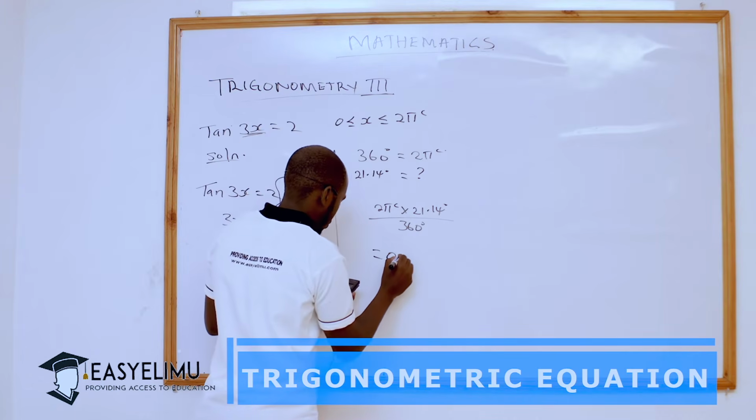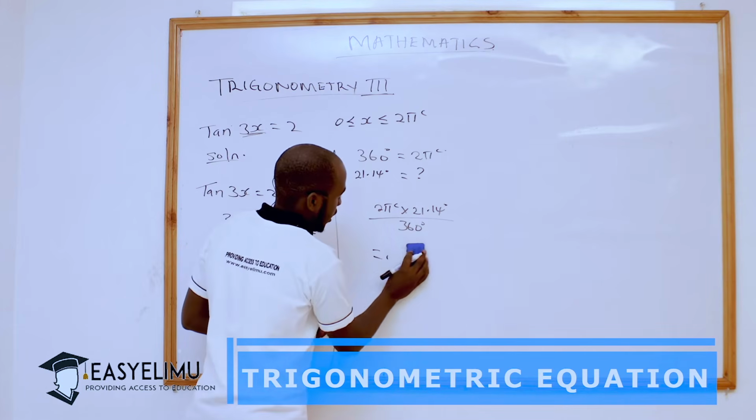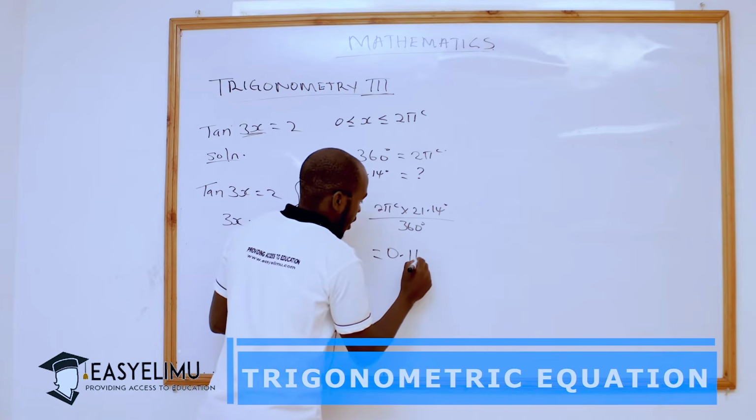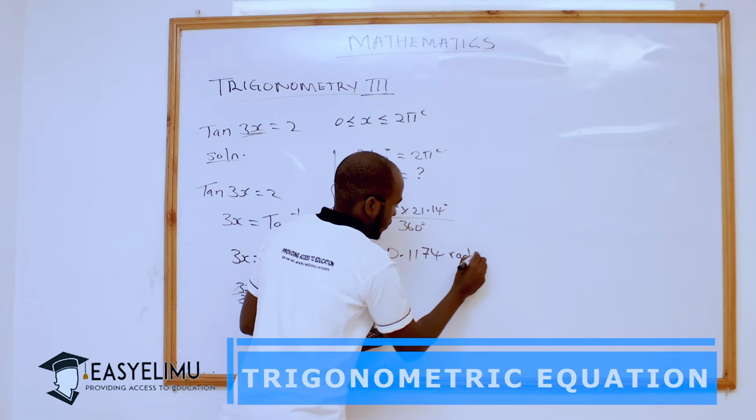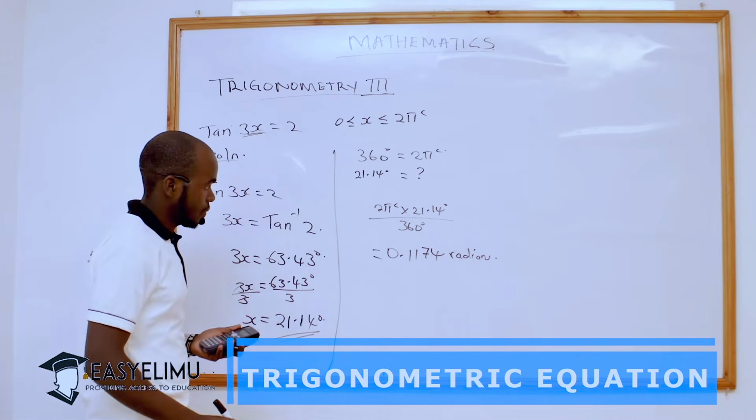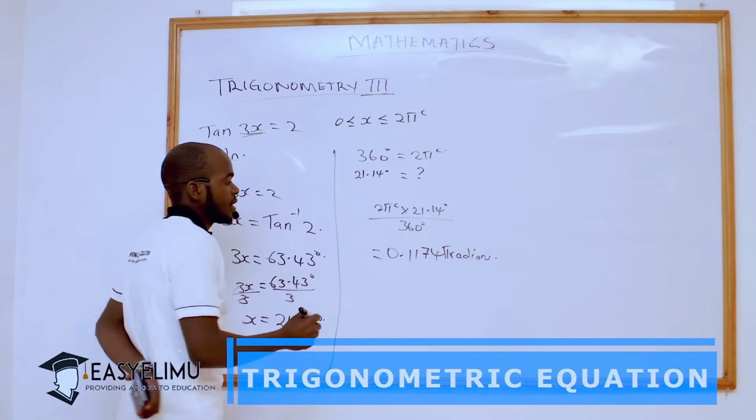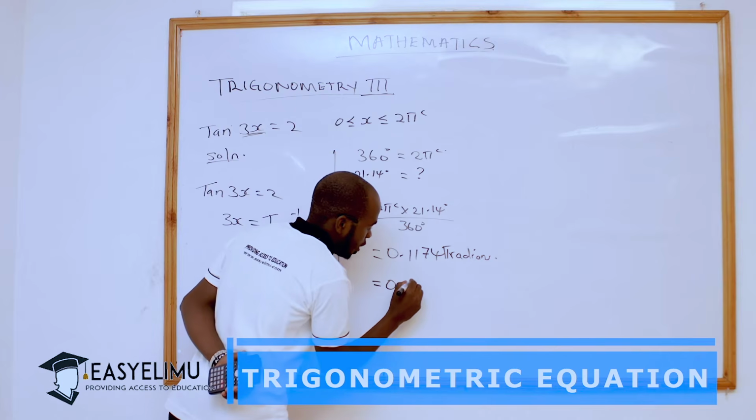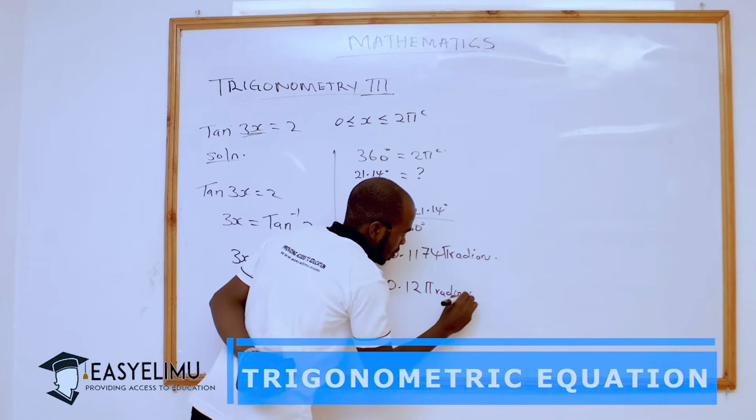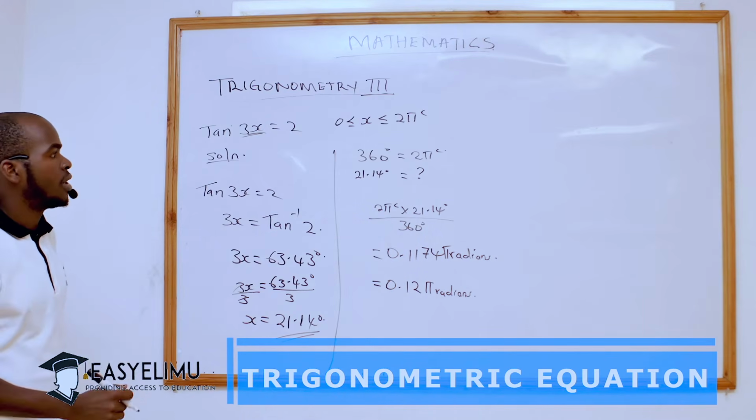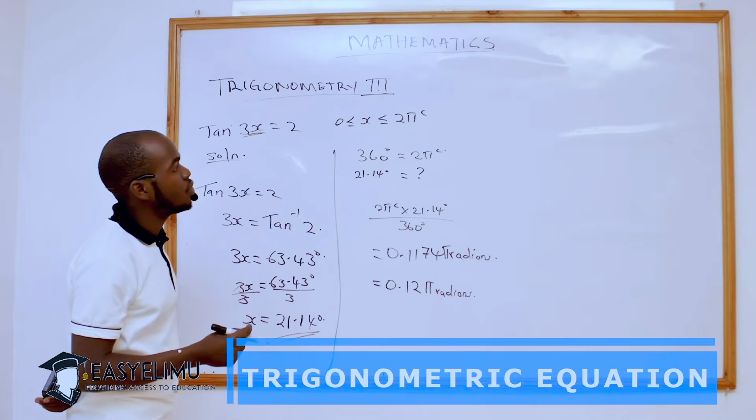this one gives 0.11. So it's 0. Okay, let's take the whole, 0.1174 pi radians. But we can get it to be 0.12 pi radians, for instance, that way. But we said we need it in this period of 0 to 2 pi radians.